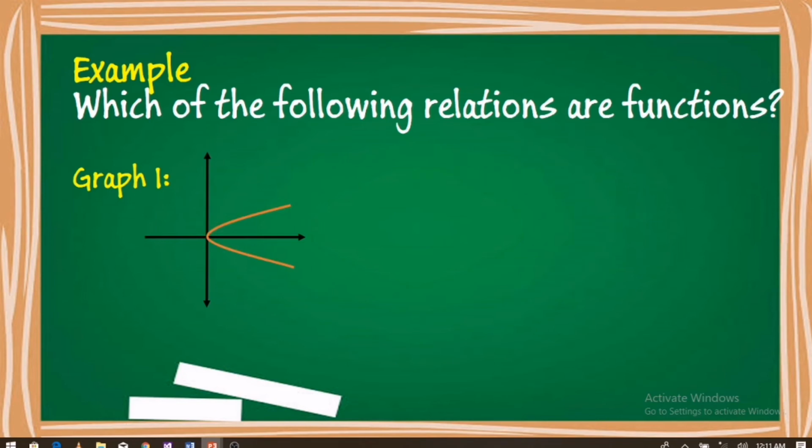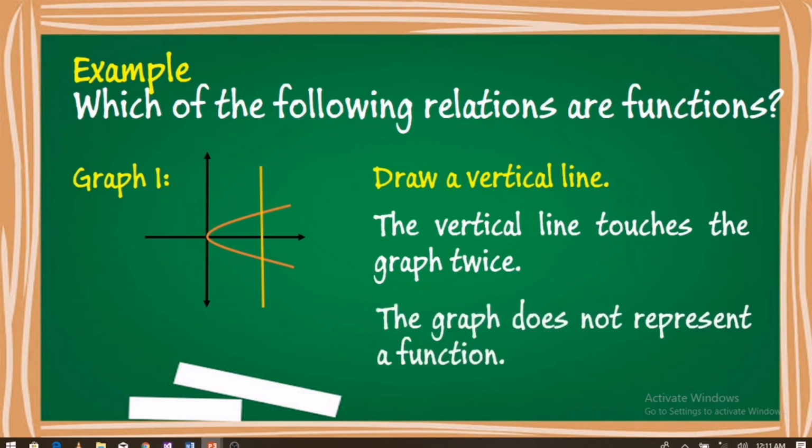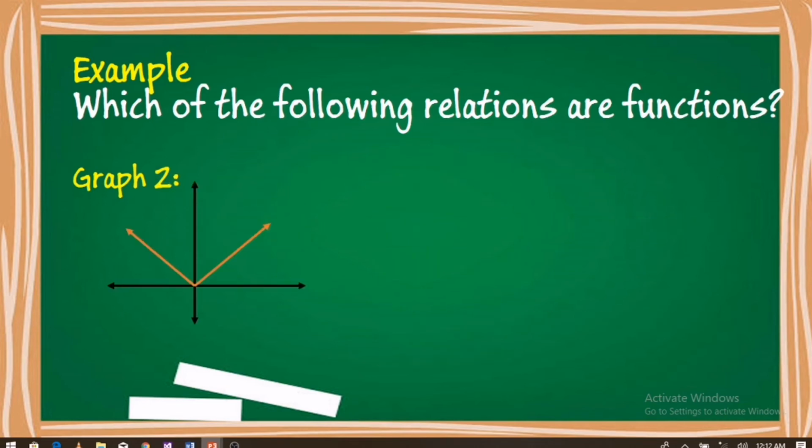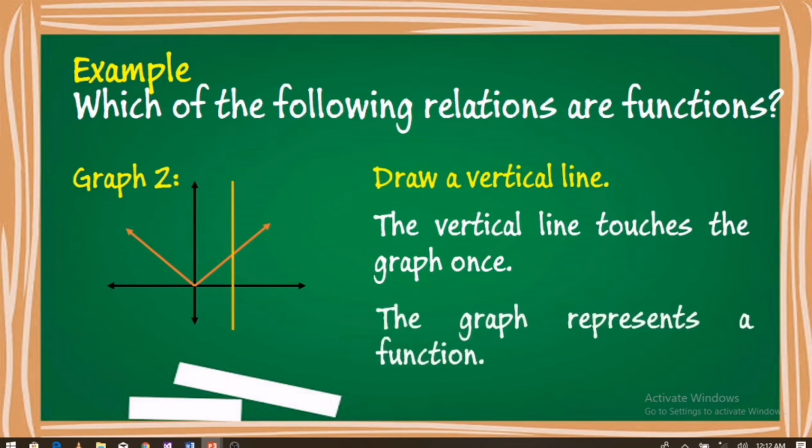Let us check first graph 1. First, let us draw a vertical line. Clearly, the vertical line touches the graph twice. Thus, the graph doesn't represent a function. Let's proceed to graph 2. Again, let us draw a vertical line. The vertical line touches the graph once. Therefore, the graph represents a function.